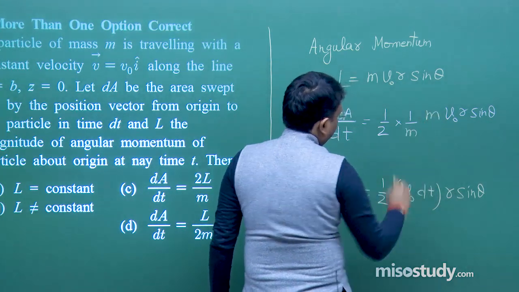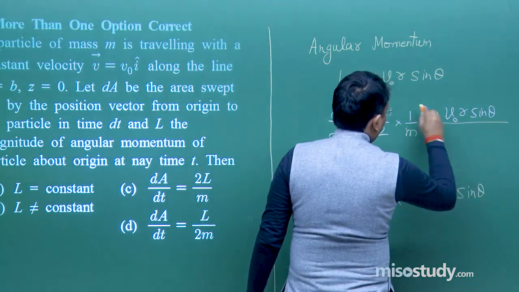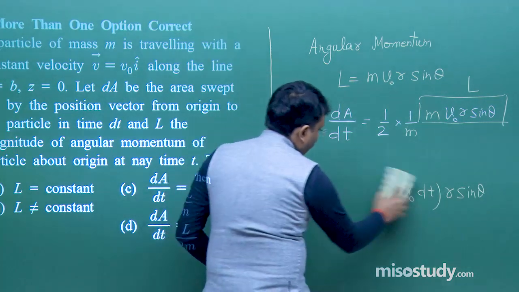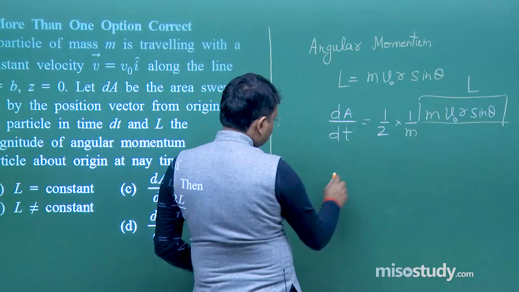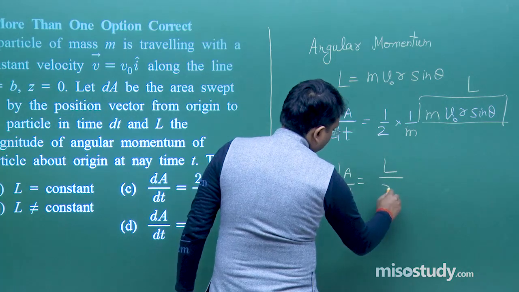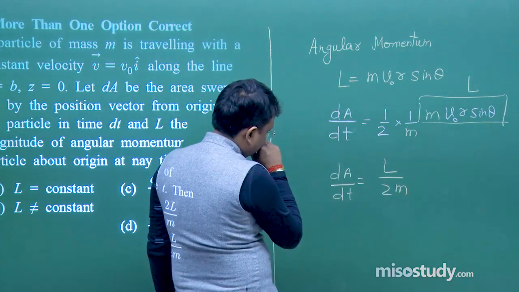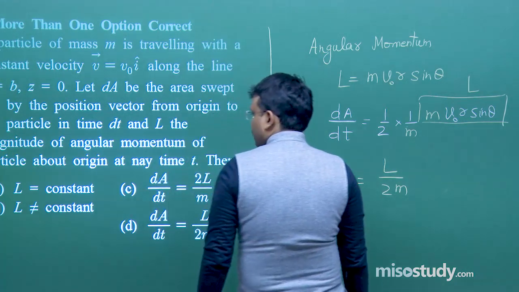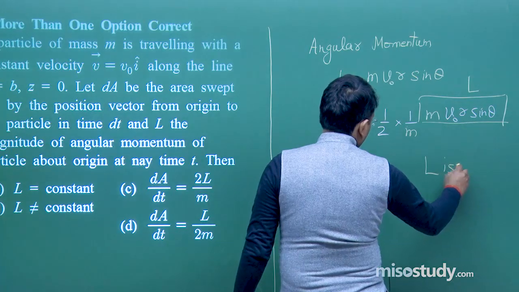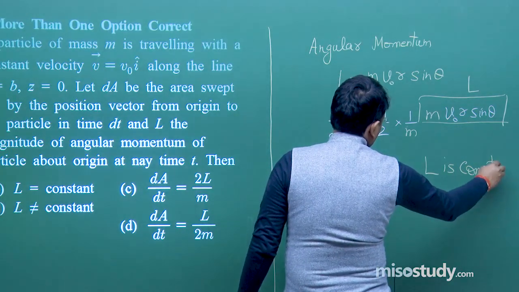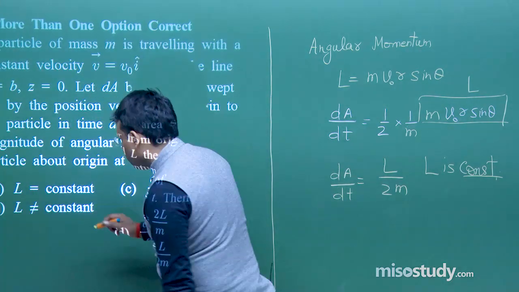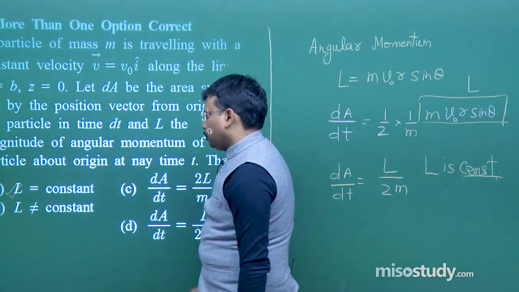M, L. So what I can say from here, dA by dt, L upon 2m, fine. Yes, L upon 2m. So first L is constant, obviously L is constant, fine. So A is the correct option. I think I should come over here. A is the correct option.